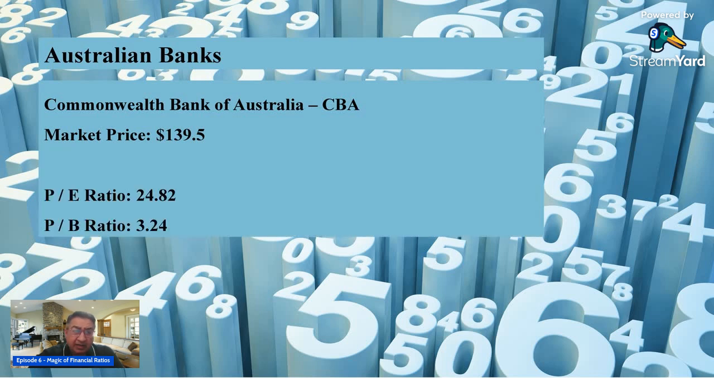So basis the market price, the PE ratio comes to 24.82 and the PB ratio is 3.24. Looking at these numbers in isolation, it would appear that the stock is significantly overpriced. However, let us look further and let us look at the next bank.